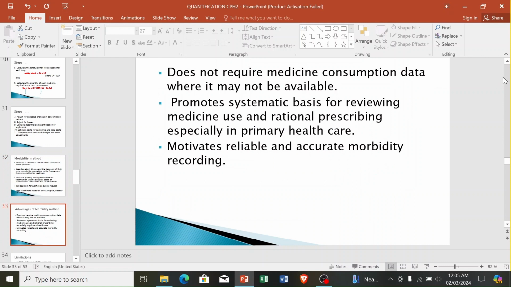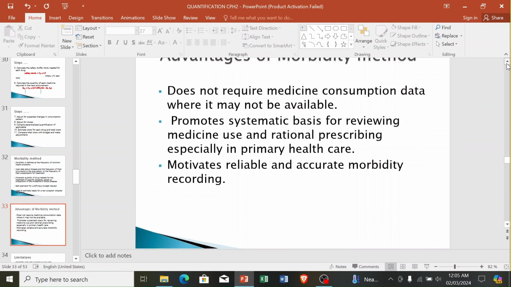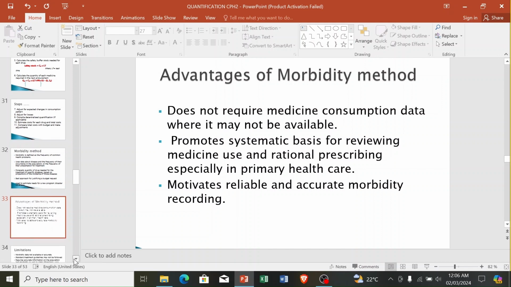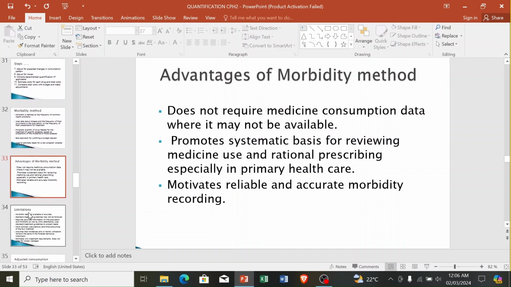So let's see the advantages of the morbidity method. It does not require medicine consumption data, which may not be available. It promotes a systematic basis for reviewing medicine use and rational prescribing, especially in primary healthcare. And then it motivates reliable and accurate morbidity recording. Those are a few; you can check other sources for more.